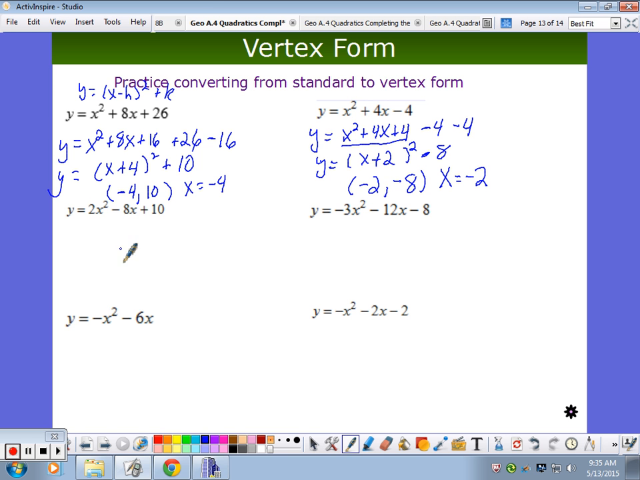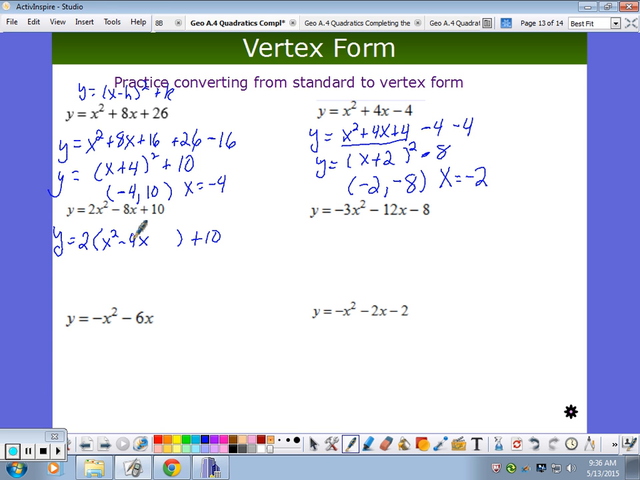Alrighty. Now this one's a little more complicated when you have a number up front. So here's what you do. Watch carefully. I'm just going to factor out the 2 from the first two terms only. So I put the 2 here, and what am I left with? X squared minus 4x. Leave a space, close the parenthesis, and my plus 10 is just sitting here. So far I haven't really changed anything yet, have I? I just factored out from the x variables and shoved this over to the side.